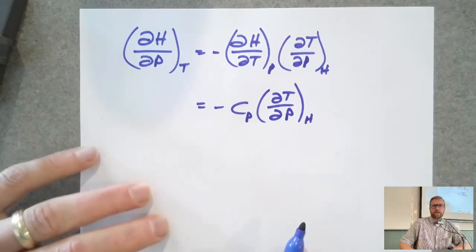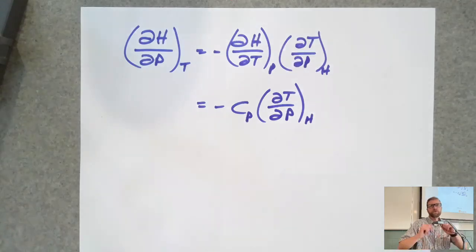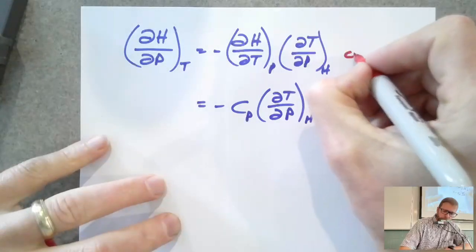One thing that I wanted to go back and just point out, we kind of went through a derivation of this relationship that took us through writing out the full differential for H, and then we had to do a little bit of fuzzy math. But if you notice, this right here is just the cyclic rule.